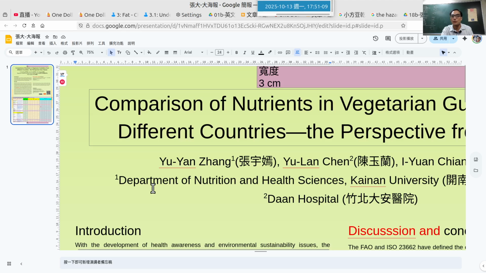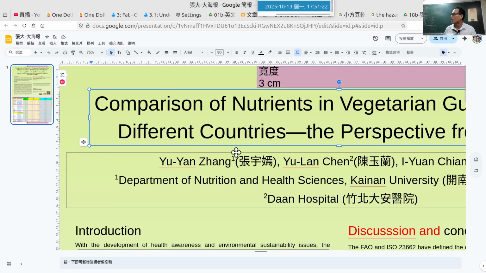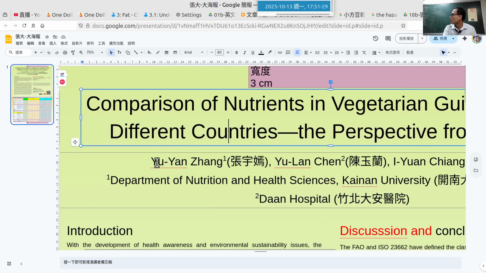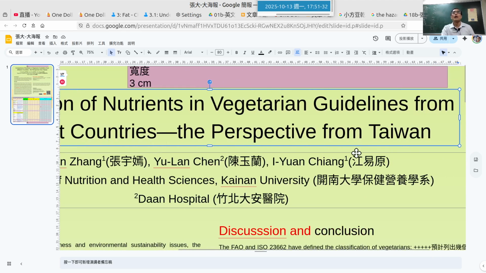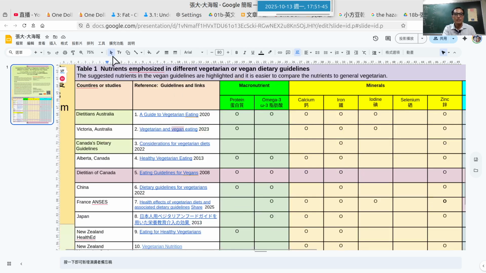For example, a student in our department and we are editing a poster. The topic is comparison of nutrients in vegetarian guidelines from different countries, the perspective of Taiwan. Because after the survey, I know some of you are vegetarians, and we did this kind of topic. And we have a reference here. Let me show you.